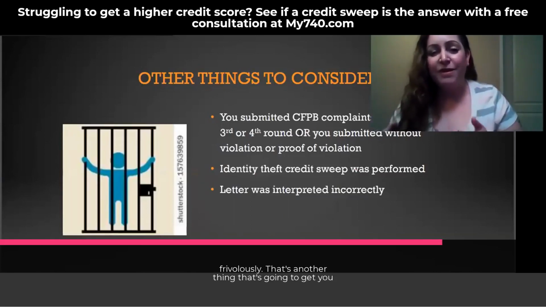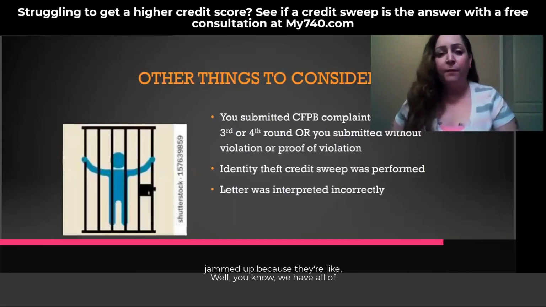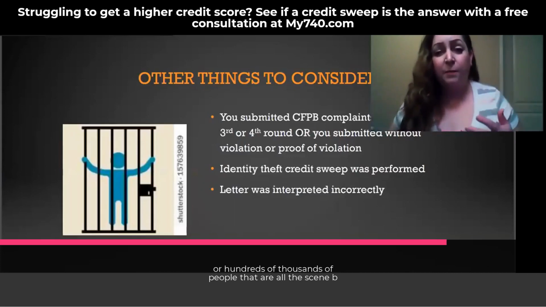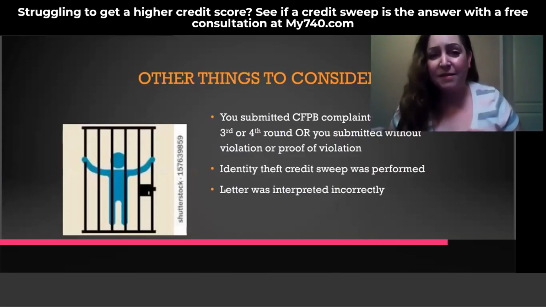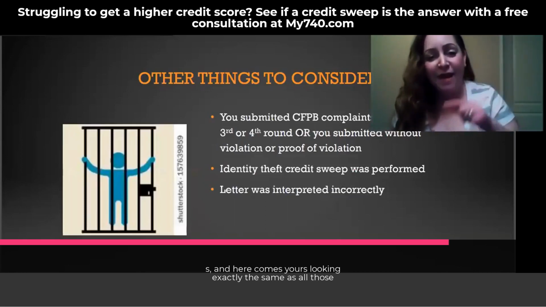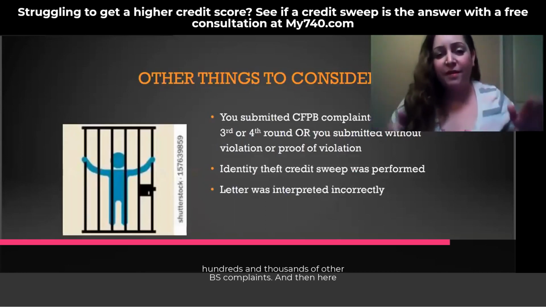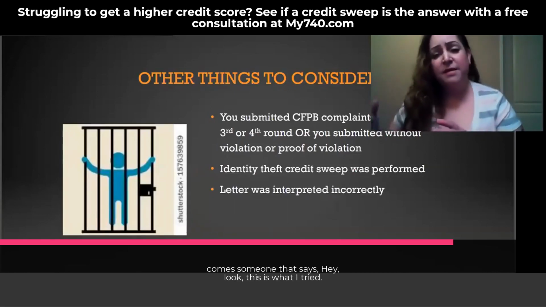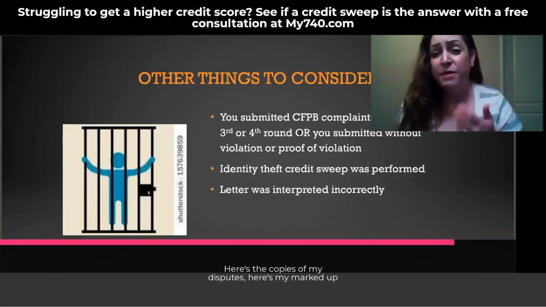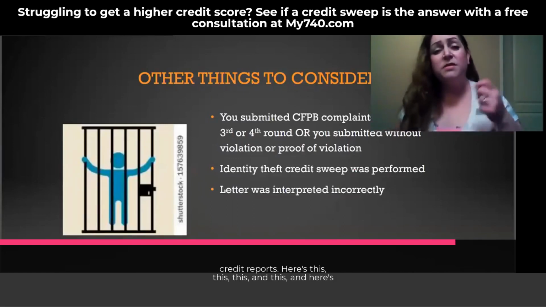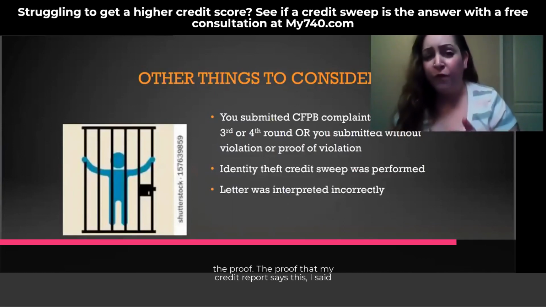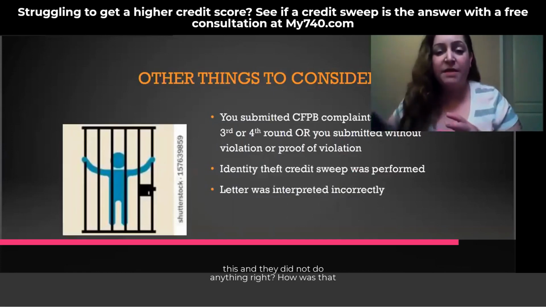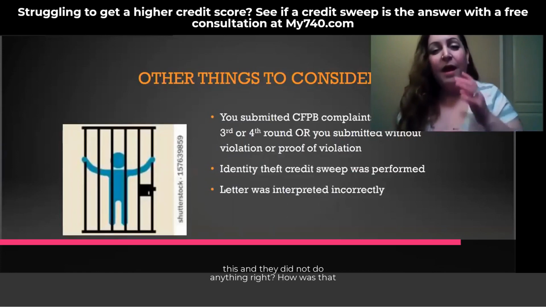That's another thing that's going to get you jammed up, because they're like, well, we have all of these complaints submitted by hundreds of thousands of people that are all the same BS. And here comes yours looking exactly the same as all of those other complaints. And then here comes someone that says, hey, look, this is what I tried. Here's the copies of my disputes. Here's my marked up credit reports. And here's the proof that my credit report says this, I said this, and they did not do anything, right? How is that different?